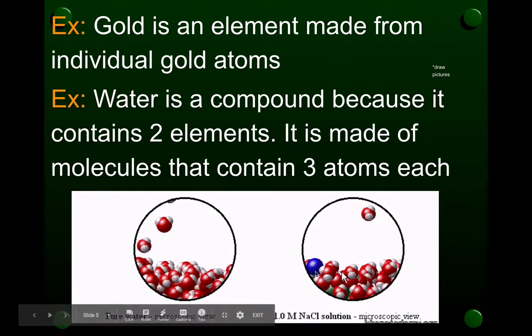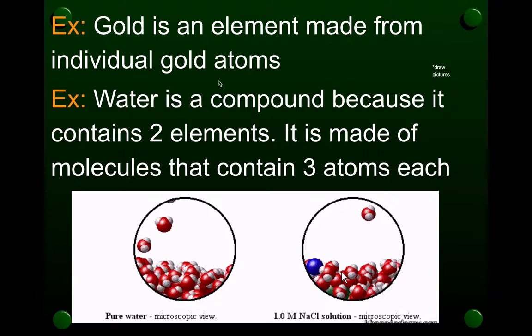Now let's look over here. It's kind of hard to see them, but you've got a green chlorine and a blue sodium or something like that. Those are salt. So if you got molecules mixed in between these water molecules, then this would be salt water. All right, so I want you to try drawing pictures of these. If you need help, look at page 27 in your book.